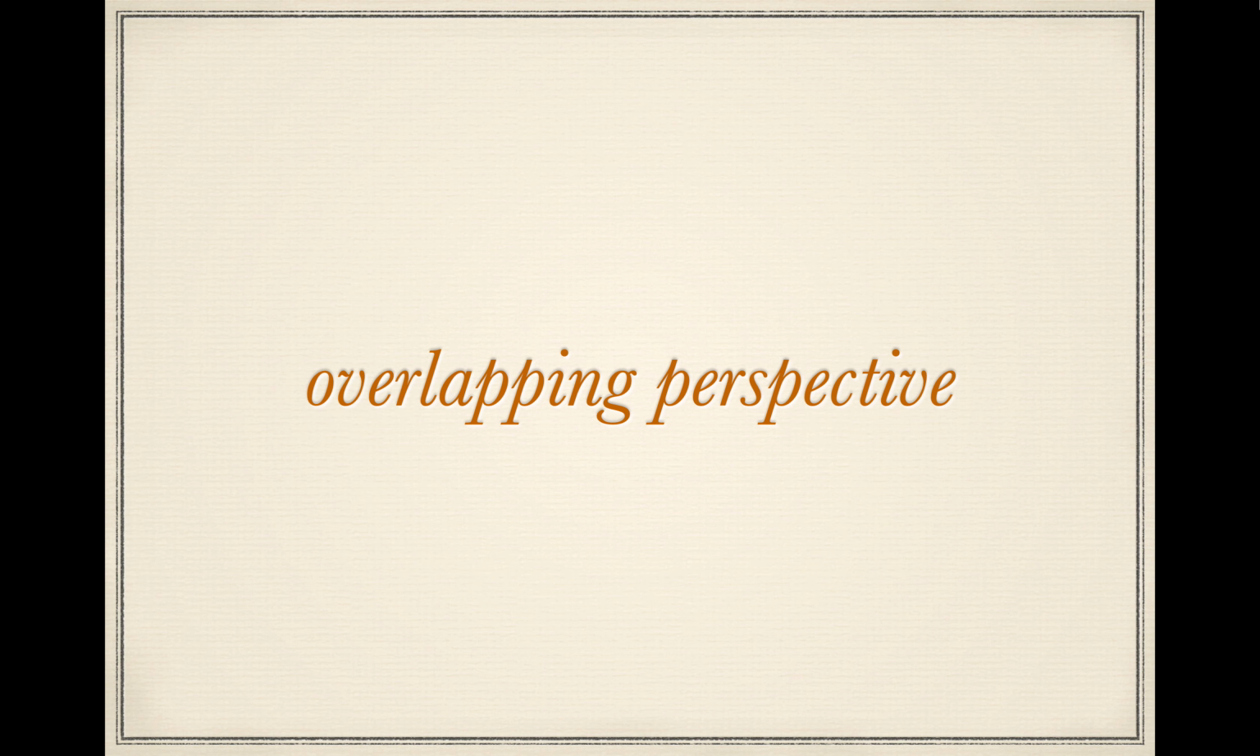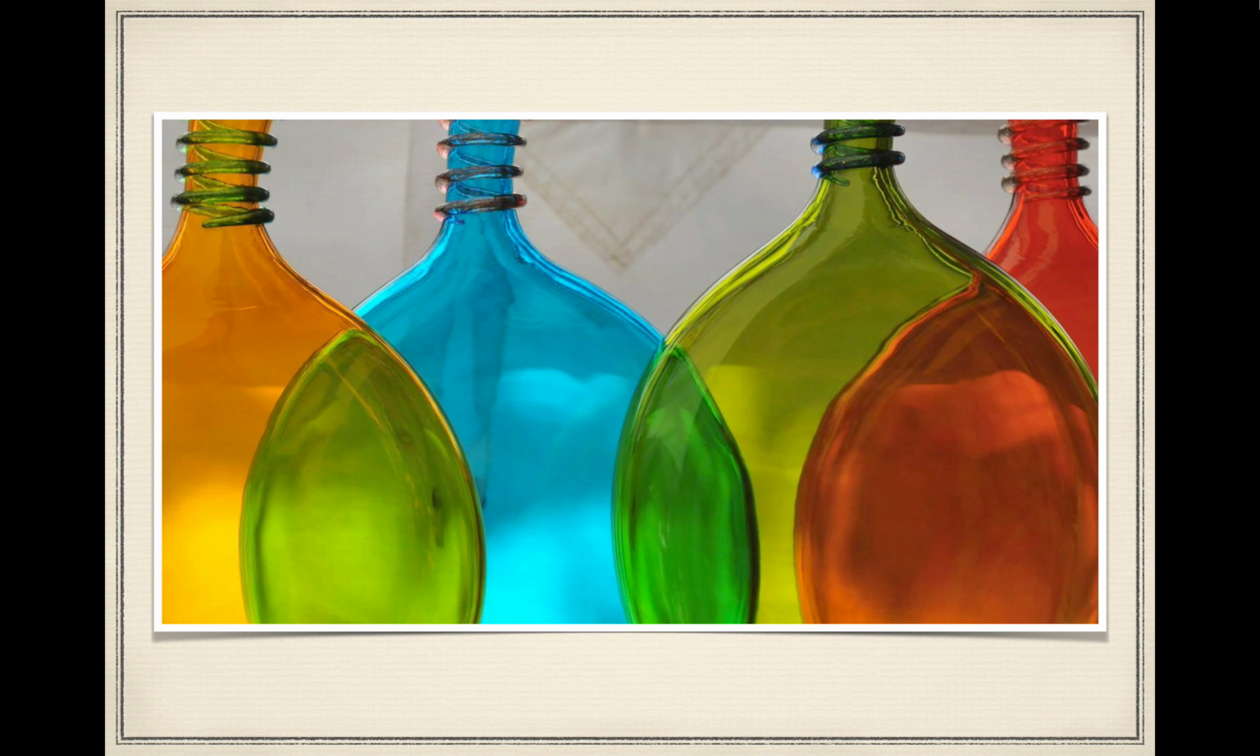Another very common perspective that we use all the time is overlapping perspective. We might not think of it as being a perspective technique, but it really is, which basically says that things that are blocking out other things are in front of those things. I know that sounds really stupid, but actually that's the way that we perceive the world. So here we have bottles, and the orange and the green bottle are in front of the blue and the red bottle, and we can see that because they are overlapping those bottles.